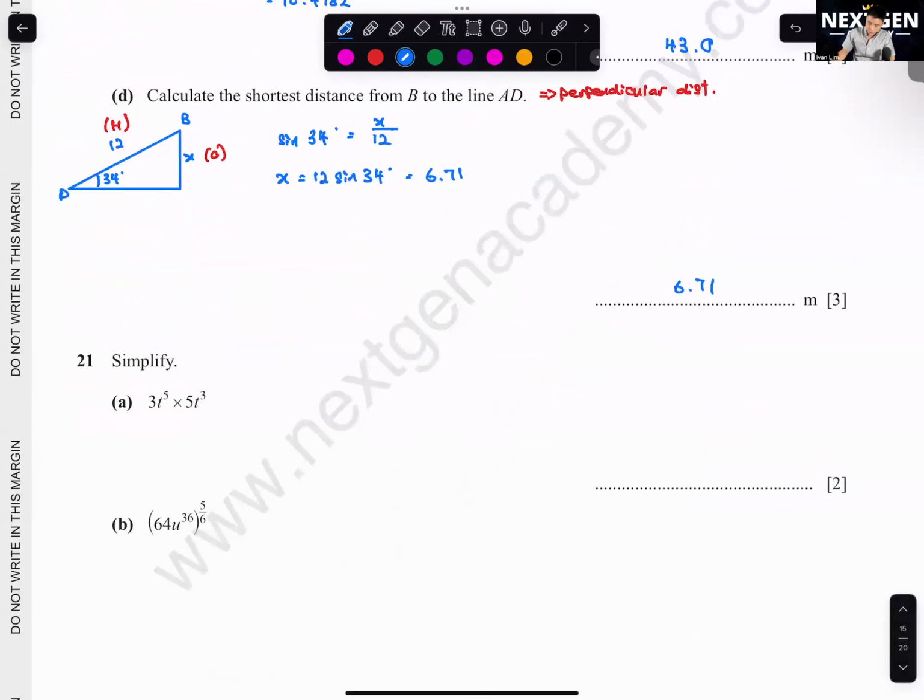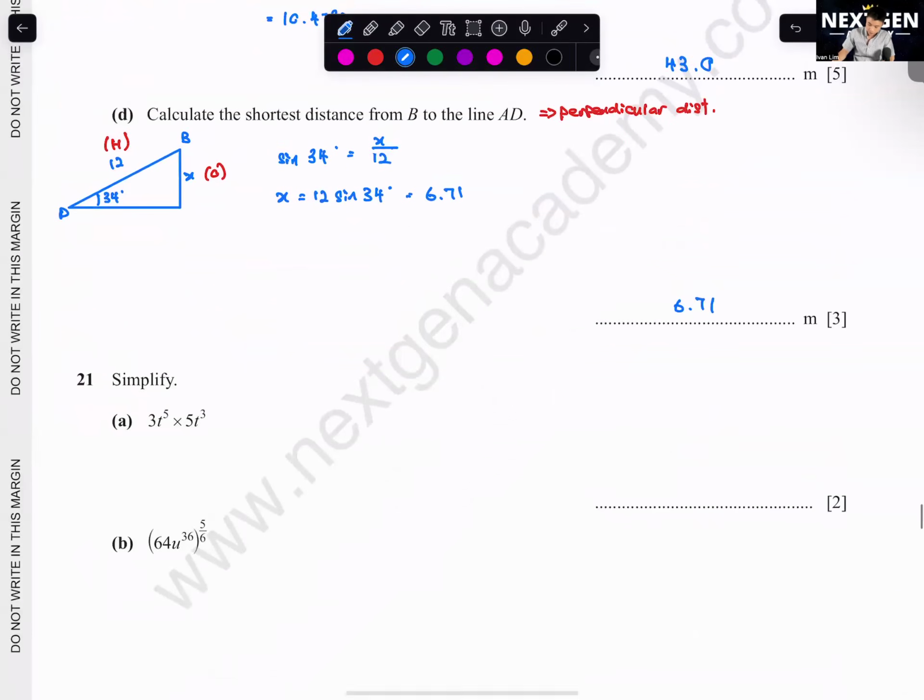All right, let's go to question 21. Simplify. Number and number multiply. So 3 times 5, 15. t to the power of 5 times t to the power of 3. You take 5 plus 3, t to the power of 8. These are your laws of indices.